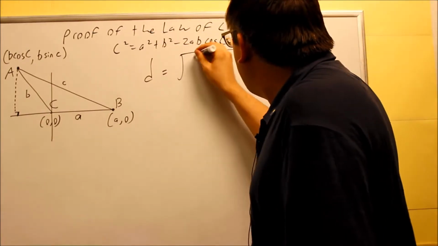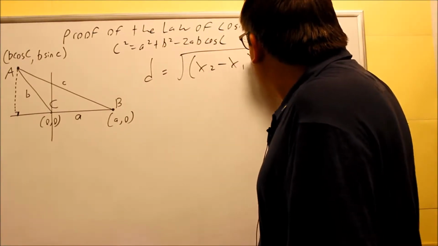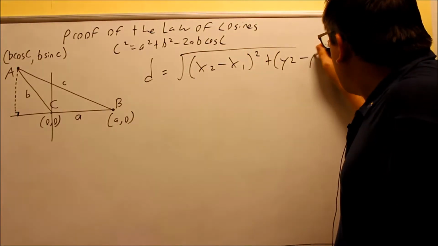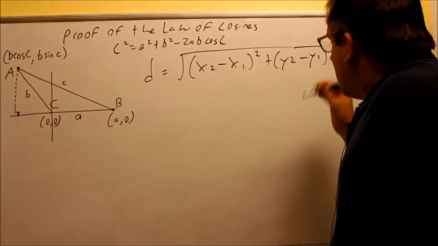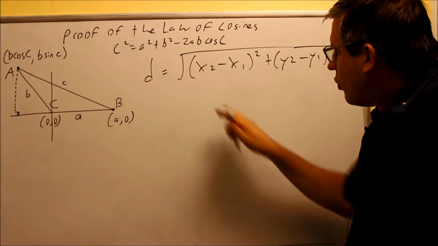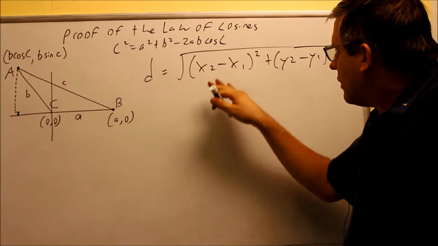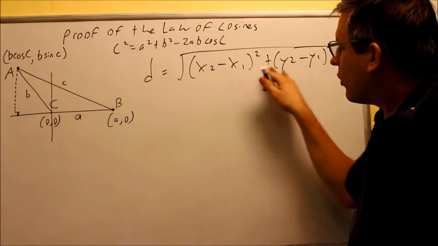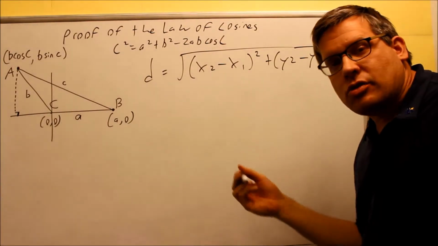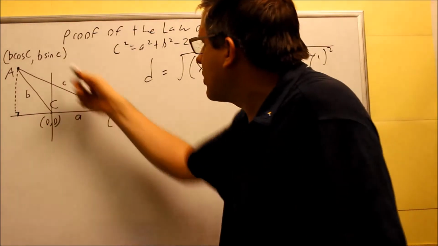That's the square root of (x2 minus x1) squared plus (y2 minus y1) squared. That's the one that we're going to start with. In order to do this, I need to have the 2 points that I'm going to use, so that way I can label the x1, y1, and x2, y2. Here are the 2 points I'm going to use.